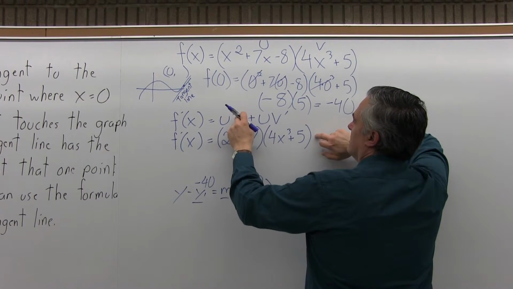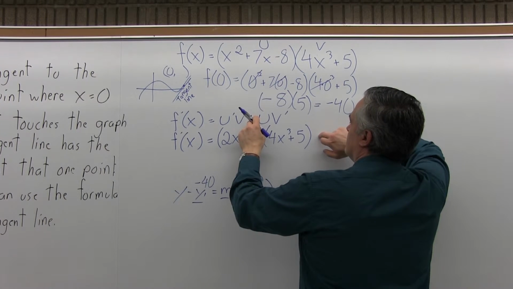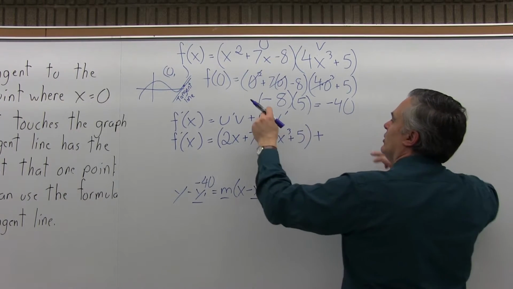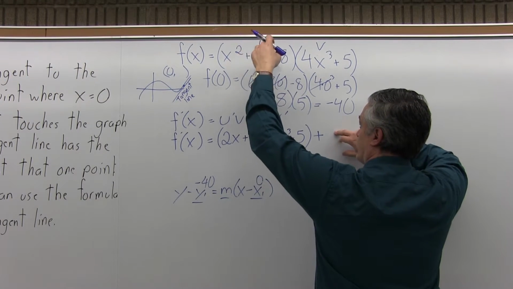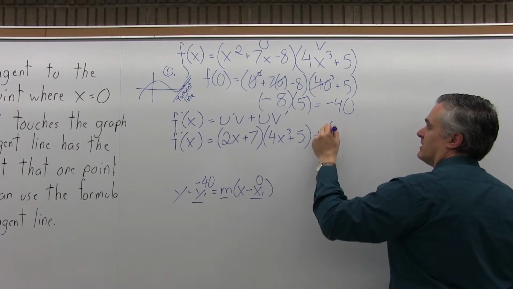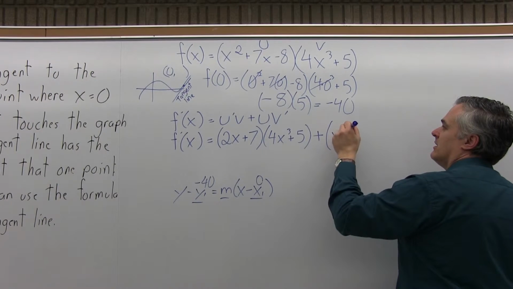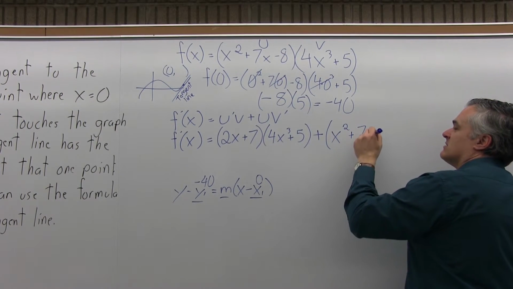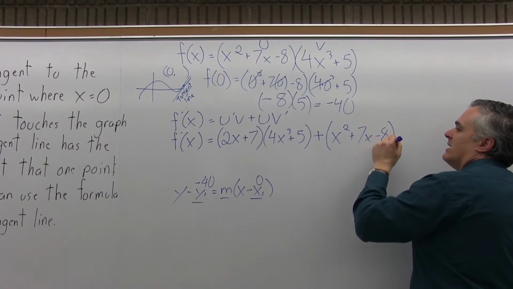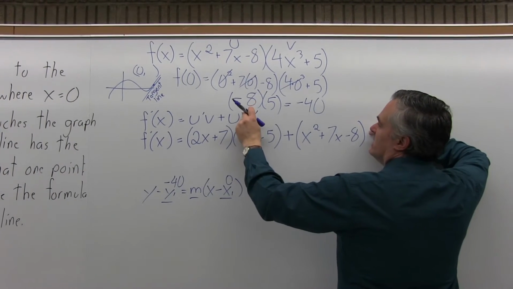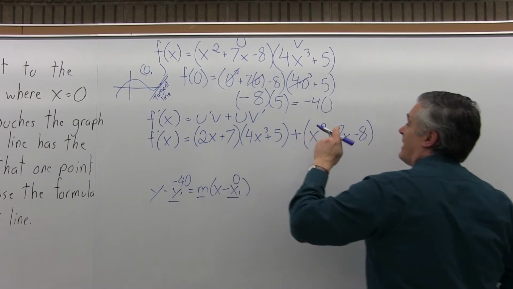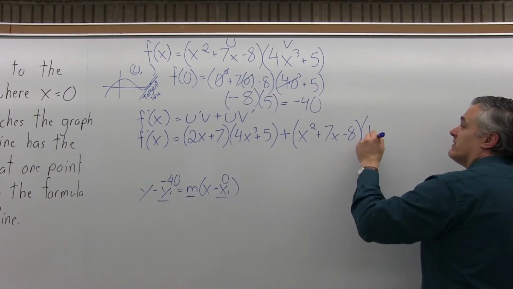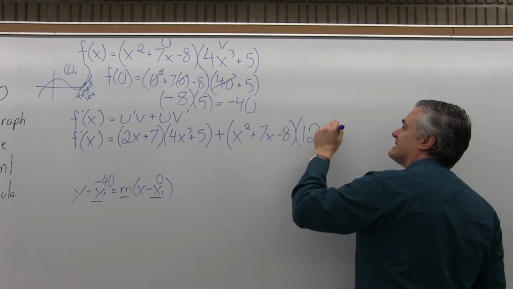That's the v. Then plus u with no prime. So u with no prime is the first set of parentheses, x squared plus 7x minus 8. So I put that in for u, x squared plus 7x minus 8. And the last part of my product rule is v prime. So v is 4x cubed plus 5. v prime is the derivative of that, which would be 12x to the second.